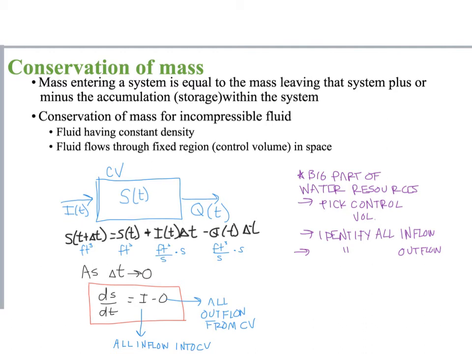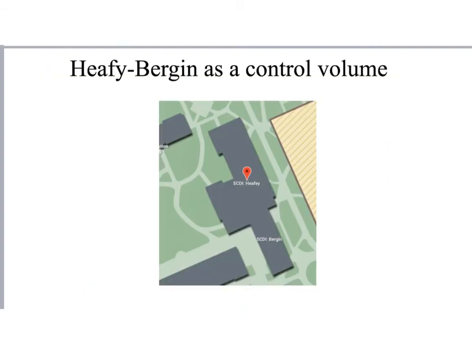So we're going to take a look here at some different control volumes that we might be talking about in this class. So let's start small here and get bigger. First I'm going to think about Heafy-Bergen as a control volume. And that may not be obvious to you because in fluids and environmental engineering, your control volumes are going to be really small. On the other hand, our control volumes in water resources are going to get pretty big. So a volume of a building is actually pretty small in the world of water resources.